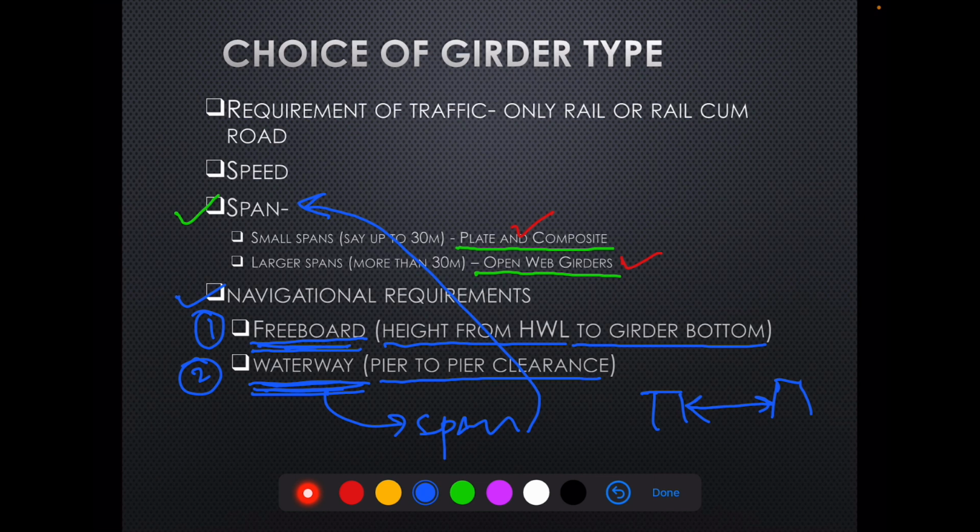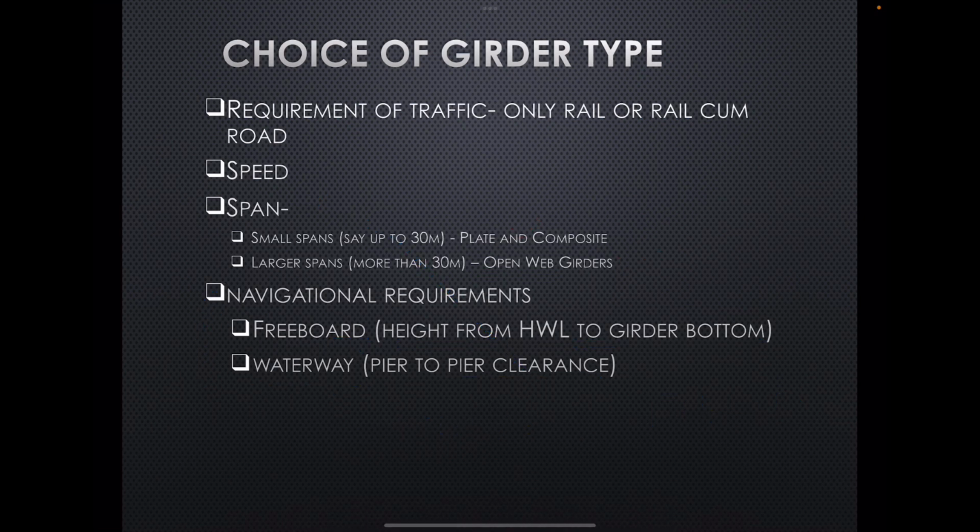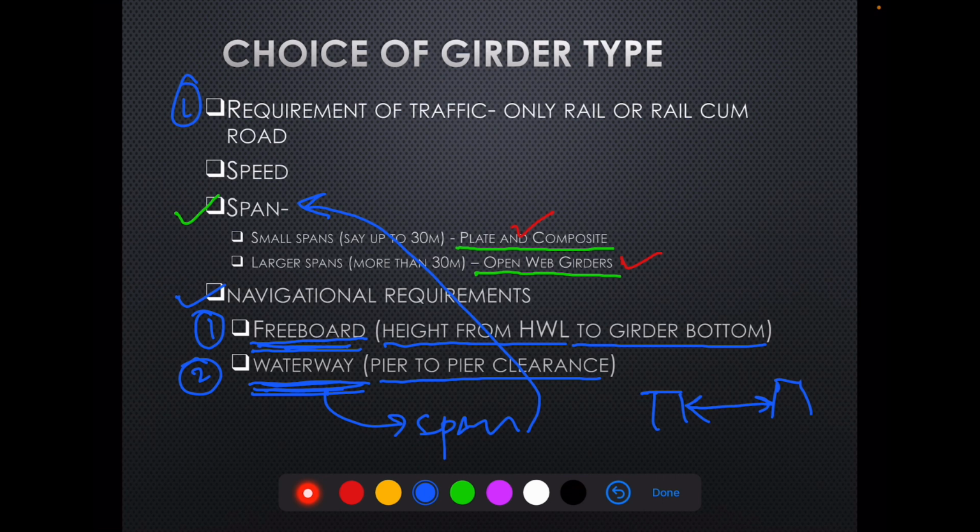So, in a nutshell, we can say that the requirement of traffic, speed, span, and navigational requirements, these four things decide our choice of girder type for a specific use case. Obviously, there can be other parameters also which need to be taken care of, but these are the four basic parameters which we need to analyze while deciding what girder type we are going to use in our specific use case. Thank you.